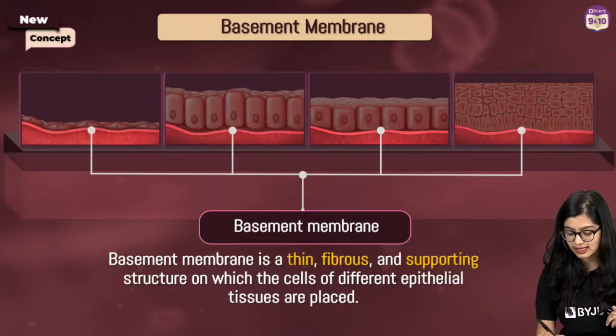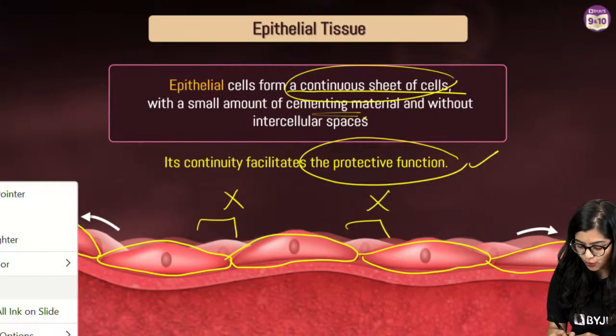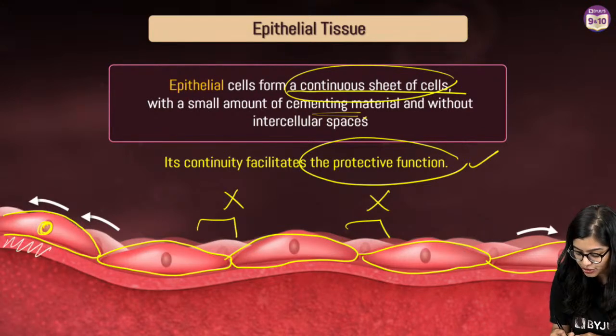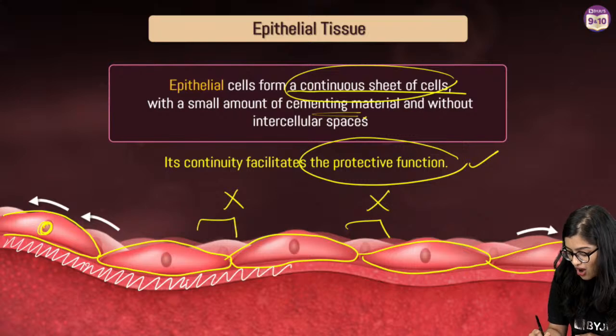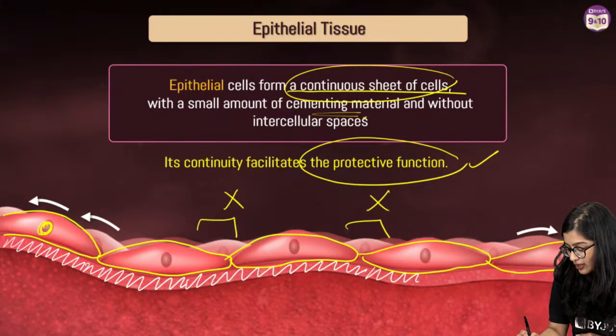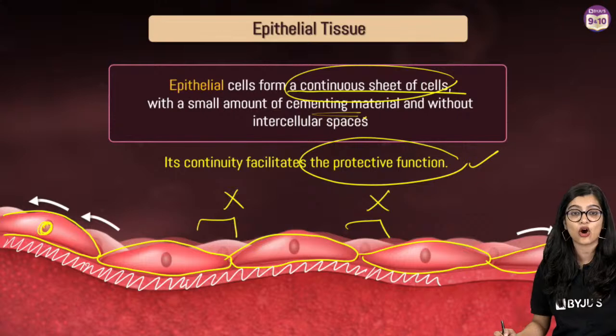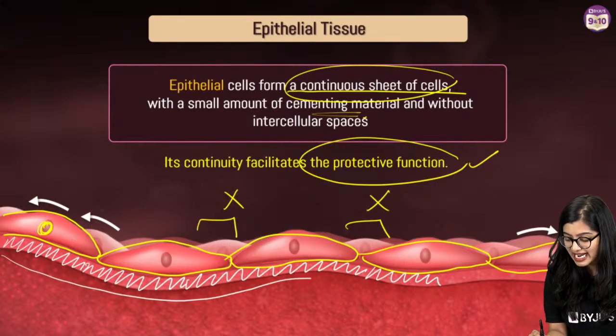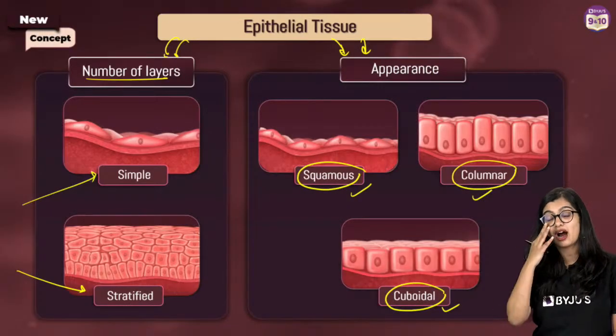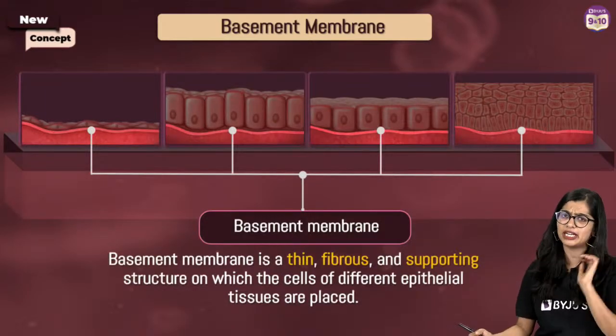Now all these cells, let me just go back. If you notice, all the epithelial cells that are there are found on a particular membrane. Whatever I'm highlighting in white here is what we call a basement membrane.